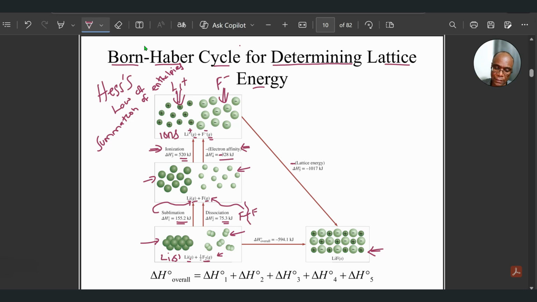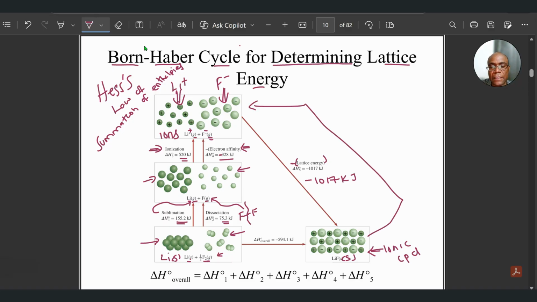Okay, remember, lattice energy is the energy required to break the solid ionic compound into its gaseous ions. So because we are going opposite, making the solid rather than breaking it, we put a negative there. And the value is given as negative 1017 kilojoules. It gives us now the solid ionic compound. So I'll ask you, what is the lattice energy that we require to change our solid lithium fluoride to its ions in gaseous state? It will be positive 1017 kilojoules, because it's just the opposite of the process.